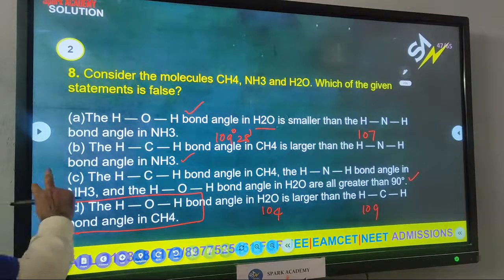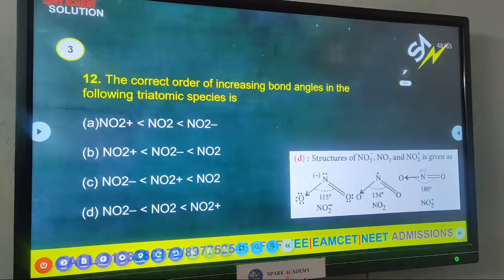Now can we go to the next question? The next question: the correct order of increasing bond angles in the following triatomic species. What is the meaning of triatomic species? Molecules that contain 3 atoms are called triatomic species.